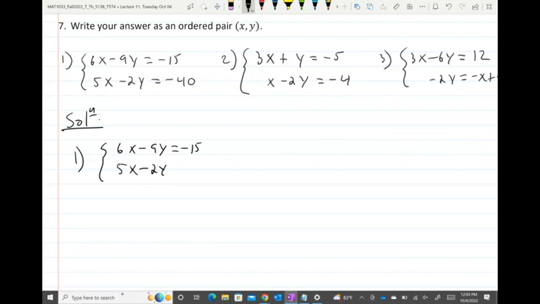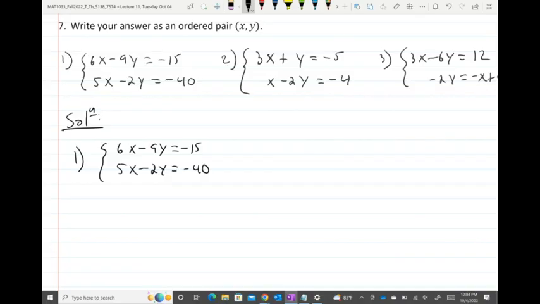And then 5x minus 2y equals negative 40. So we have to look at this and decide what variable we want to eliminate. And remember, think about what's the easier one for which we can find the minimum common multiple among the coefficients. So let's see, x here is 6 and 5, and y here is 9 and 2. Let's forget about the minuses and pluses for now. 6 and 5, 9 and 2. Which one is easier for you to find the minimum common multiple?